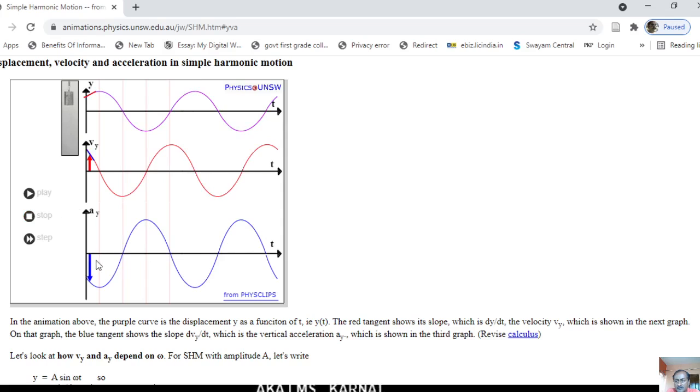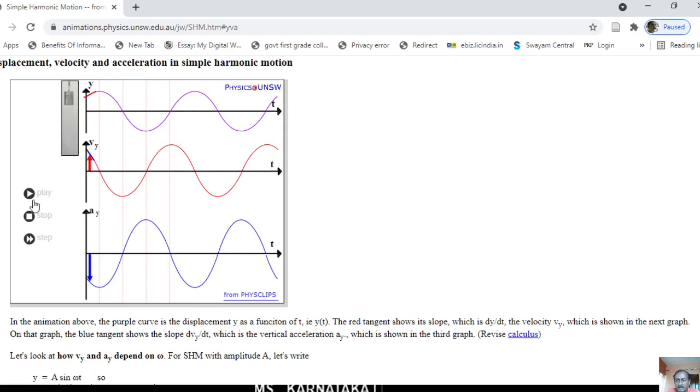Now the third one is the acceleration, the blue color line. Here the blue color graph shows the acceleration of the particle when the spring mass system undergoes vertical displacement. That means when it performs simple harmonic motion. Here the blue tangent shows the slope of dv by dt, which is the vertical acceleration. This is the third graph.